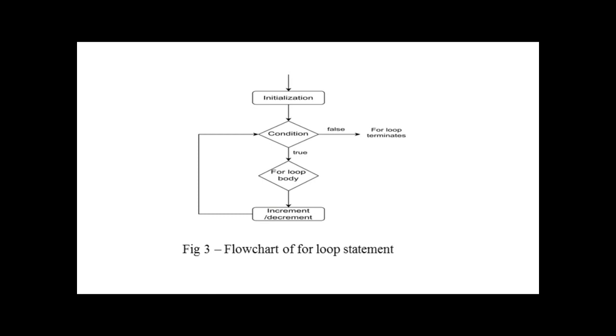From this we can see, if the condition is true, then the loop will follow the body and it will increment. As I said, it increments after the execution of the body. And as the condition remains satisfied, the loop will keep repeating. If the condition terminates, it will exit from the loop. So here is the for loop flow diagram.